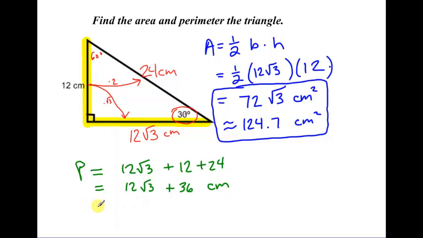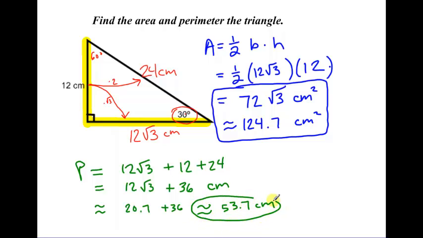That's my exact answer. If I want to go into decimal, I have to change this 12 radical 3 first. So multiplying those together, it's about 20.7, and then I add the 36. Now I can combine them for an approximate 53.7 centimeters. So there's my approximate answer, and then here's my exact answer, just leaving it in the radical form.